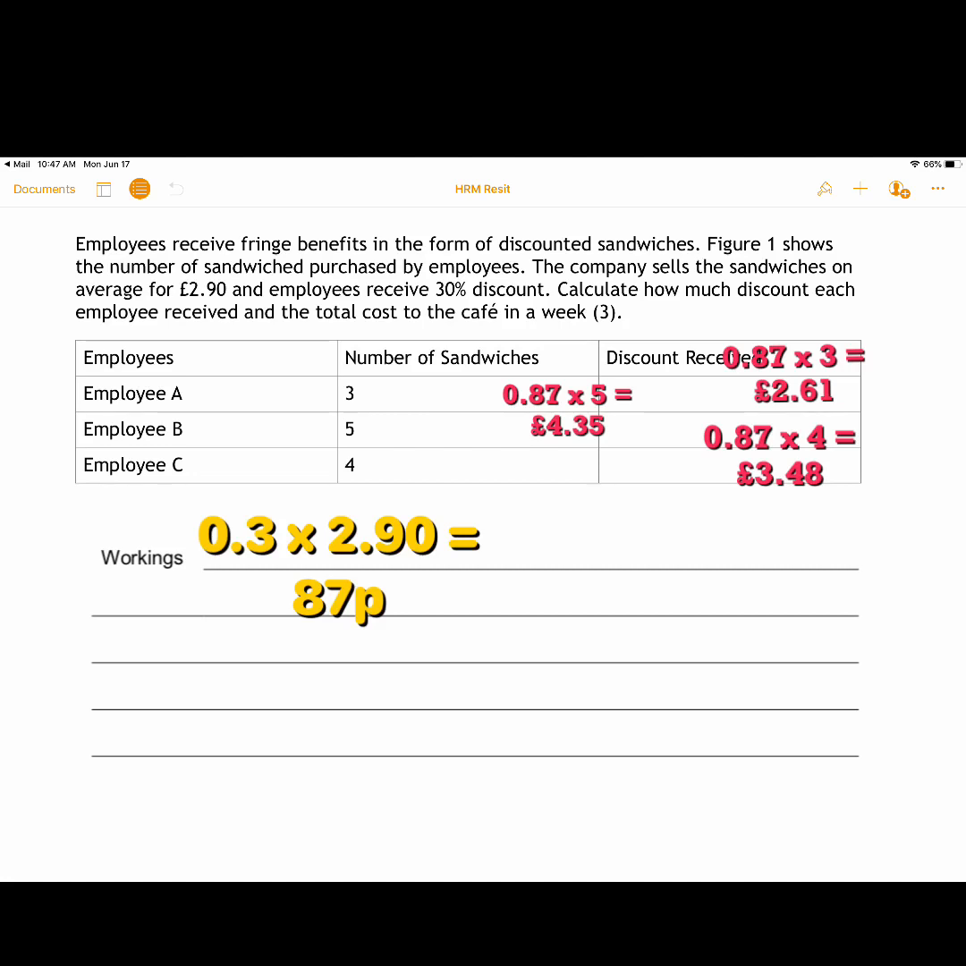For employee B, they would get 87p times 5, and they'd get £4.35. And finally, for employee C, 87p times 4, and they'd get £3.48. The final step is just adding these amounts together to get the total cost. The total cost to the company, because obviously it has to be subsidised by the company, is that it's losing money on giving those fringe benefits. So you could say they're kind of paying for it. They'd be paying £2.61 plus £4.35 plus £3.48, and in total it'd be £10.44.